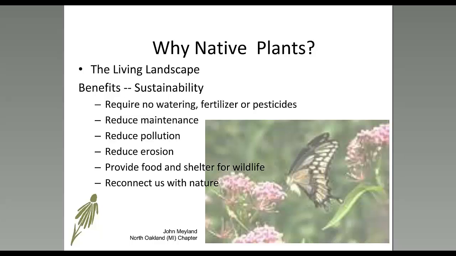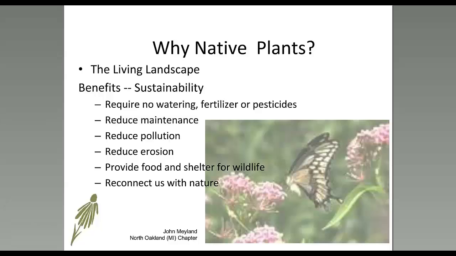And we've talked about water pollution. The native plants, through their little feeder roots that die off every year and regrow, provide space to filter the pollutants that go into our water table and into our streams, lakes, and rivers. The deep root systems hold the soil together, therefore preventing erosion. And as we've mentioned earlier, they provide food and shelter for our indigenous wildlife.